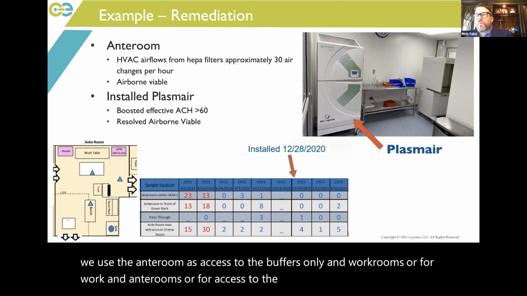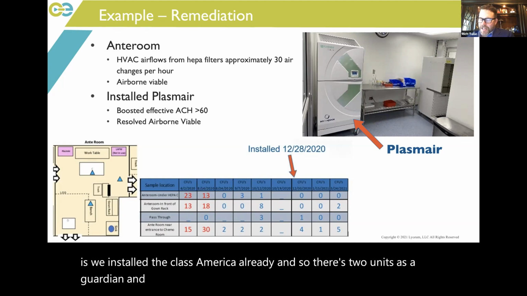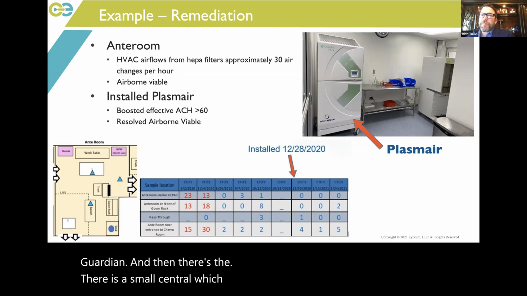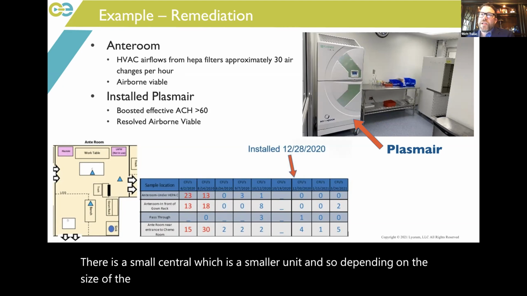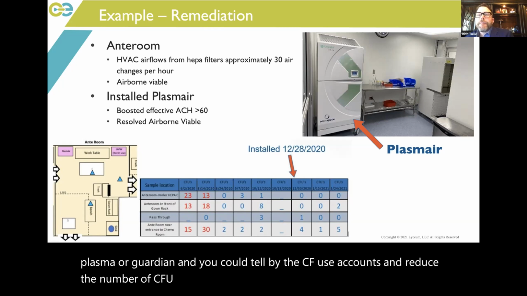So what we did is we installed the Plasmair Guardian. There are two units: there's a Guardian, and then there's the Sentinel, which is a smaller unit. Depending on the size of the room, we'll figure out which one to use. We installed the Plasmair Guardian, and you could tell by the CFU counts that it reduced the number of CFUs for that space.